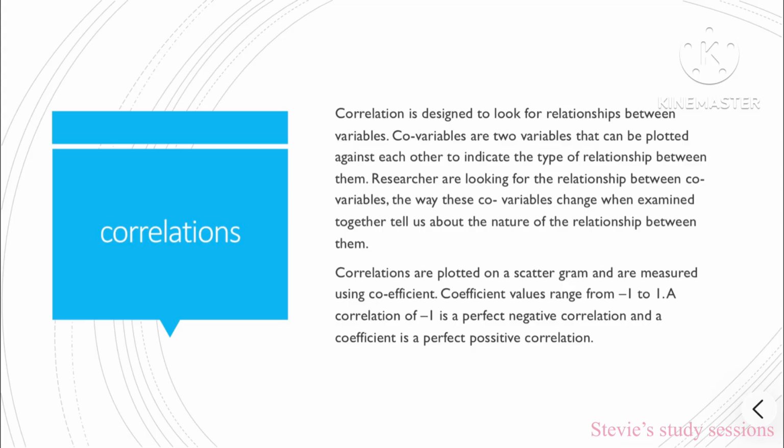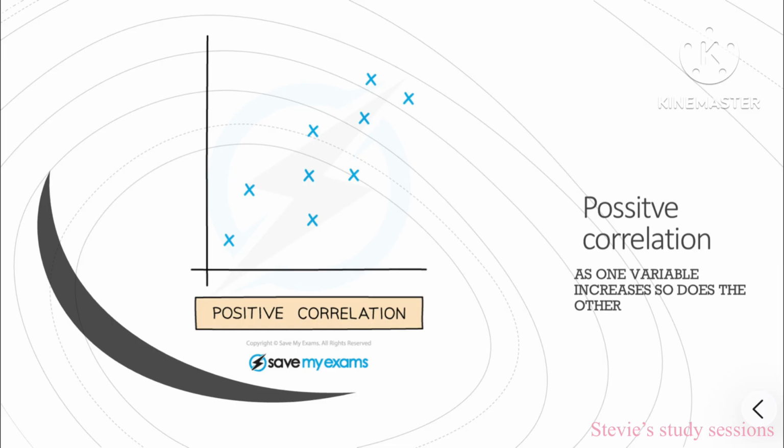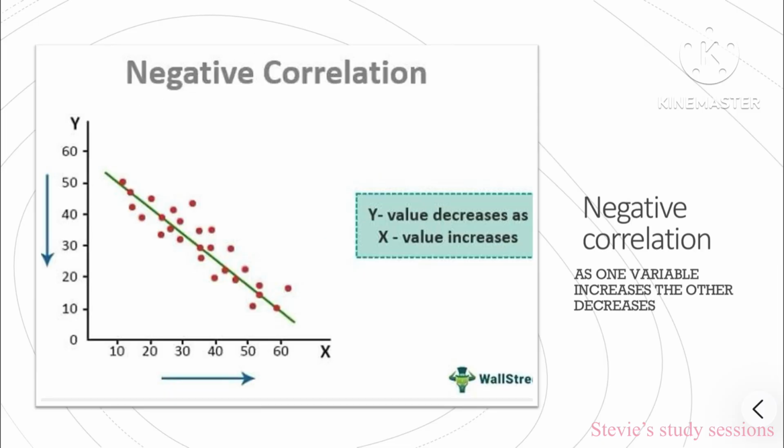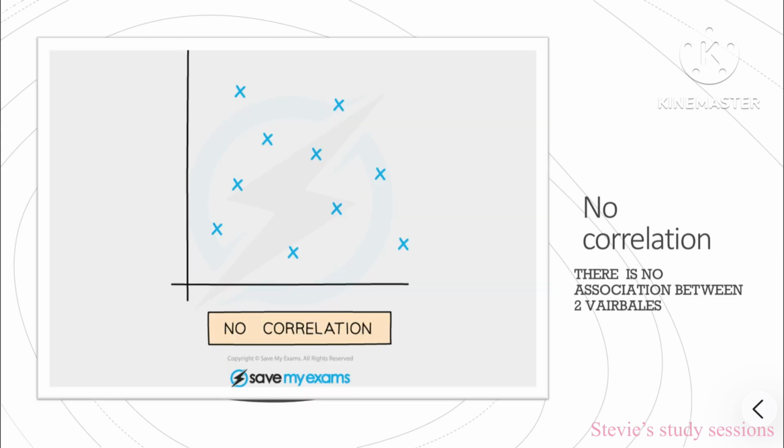Correlations are plotted on a scattergram and are measured using a coefficient. Coefficient values range from -1 to 1. A coefficient of -1 is a perfect negative correlation, and a coefficient of +1 is a perfect positive correlation. Positive correlation: as one variable increases, so does the other. Negative correlation: as one variable increases, the other variable decreases. No correlation: there is no association between the two variables.